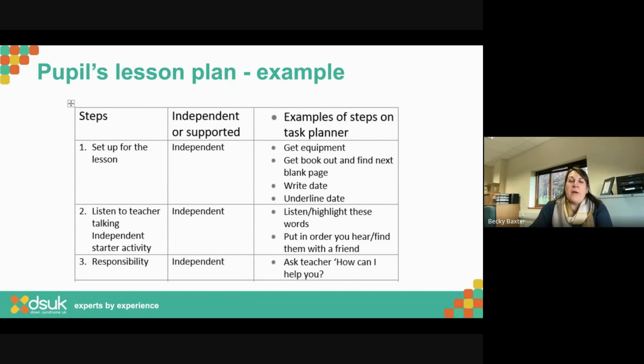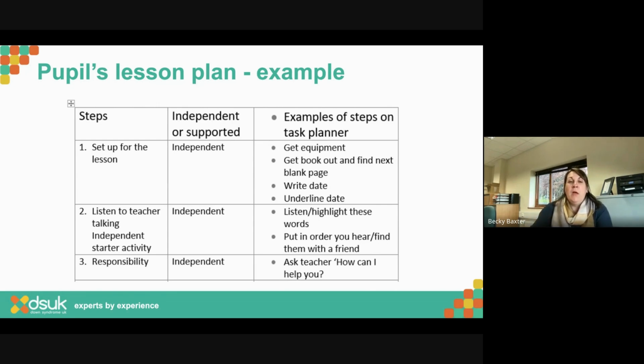Well, this is a kind of the strategies this student uses across a lot of different lessons. So step 1, set up for the lesson. That's what you're doing independently. Get your equipment, get your book out, find a bright page, write the date, underline the date. I would expect that student to have a tick list until they are familiar with that routine and they don't need it anymore. But to start with, to have that visual, but they're supported by that, but doing it independently.